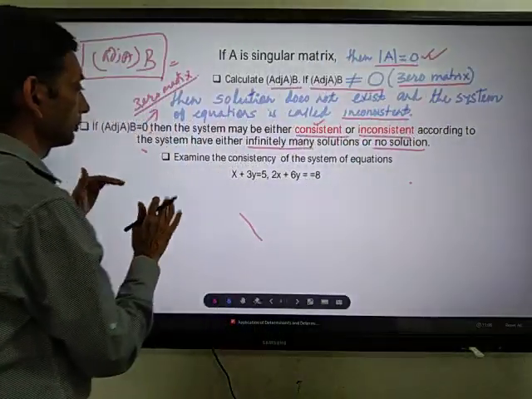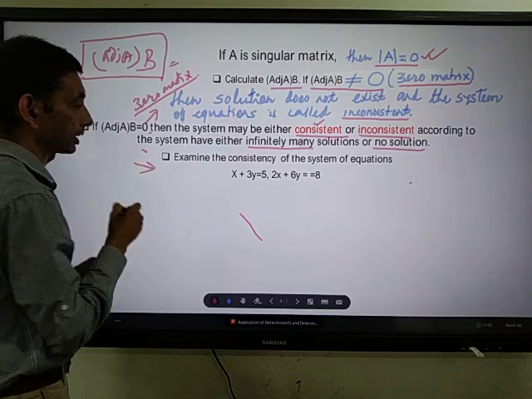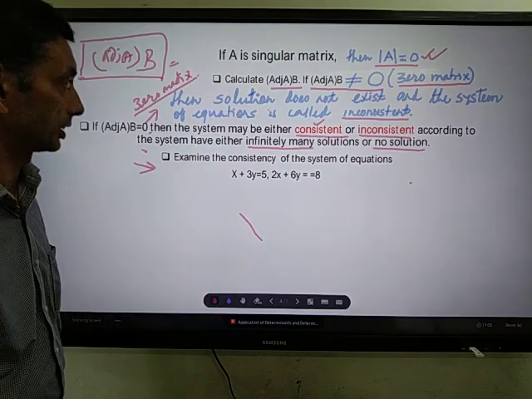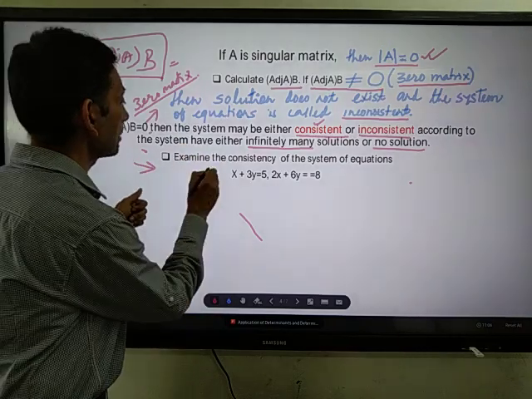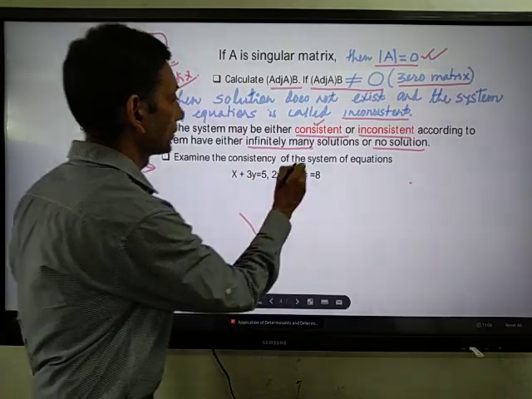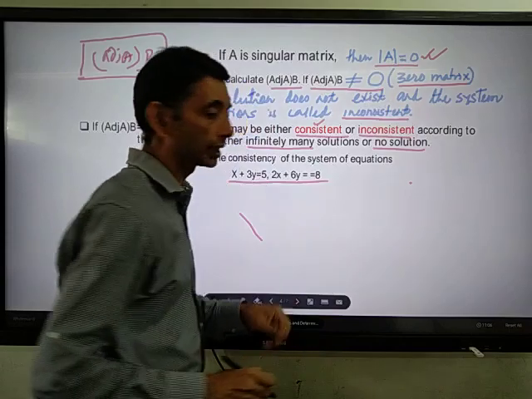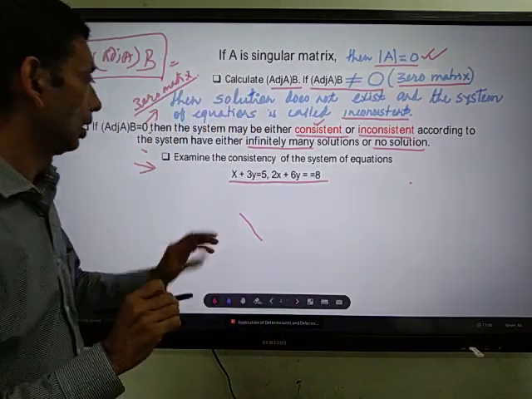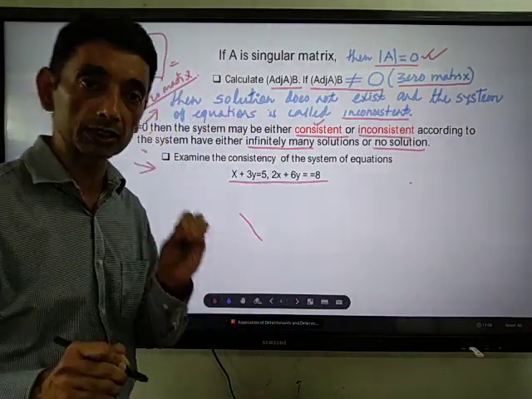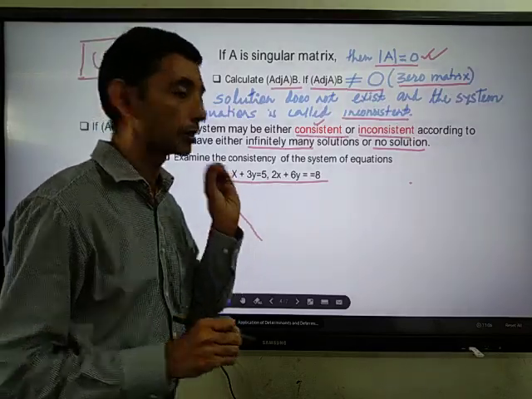Based on this, for applications, we are taking one simple question. What is the question? Examine the consistency of the system of equations. We need to examine whether this system will be consistent or not. For that, first we will be focusing on the coefficient matrix.